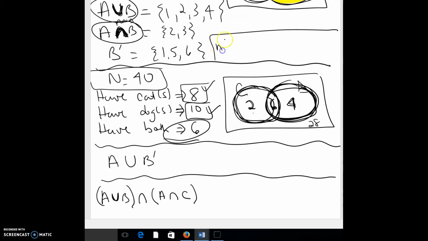Now, there is a formula, and I'll write it up here, which is the union rule that says the number in A union B, or the cardinality, would be the number in A plus the number in B. Sorry about that. And then you'd have to subtract the overlap. So subtract A intersect B. And that kind of makes sense.